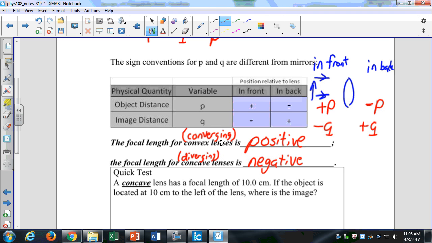Let me repeat that. Concave mirrors have a positive focal point. Concave lenses, on the other hand, have a negative focal point. Convex mirrors have a negative focal point. Convex lenses have a positive focal point. They're switched. Okay? But you can think of it in terms of converging devices always have positive focal lengths. Diverging devices always have negative focal lengths.